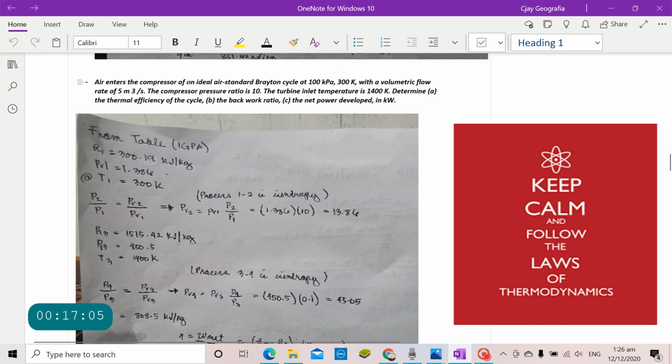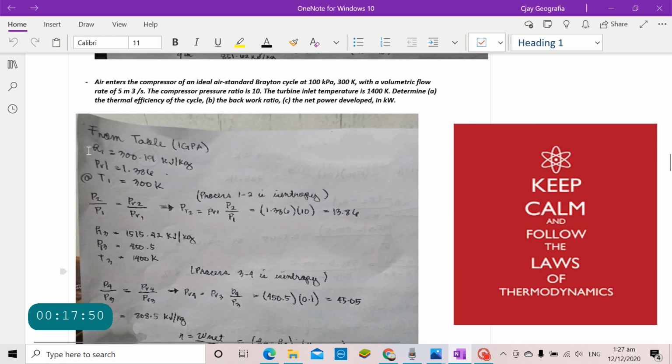Air enters an ideal air-standard Brayton cycle at 1200 Kelvin, which is this temperature, with a volumetric flow rate of 5 meter cubed per second. The compressor pressure ratio is 10, so this is the rp. The turbine inlet temperature is 1400 Kelvin. Determine first the thermal efficiency of the cycle. B, the back work ratio. C, the net power developed in kilowatts.